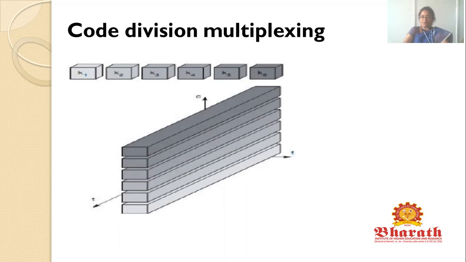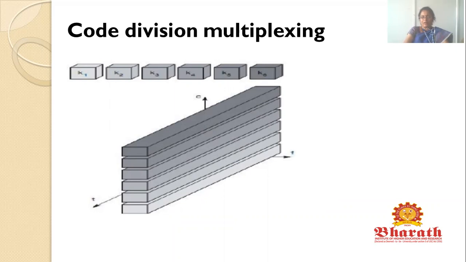Disadvantages: the system is more complicated because we are using a pseudo code generator and allotting a unique code to each and every user. As the number of users increases, the overall quality of service decreases. That is the next disadvantage. And it is primarily used in wireless transmission.